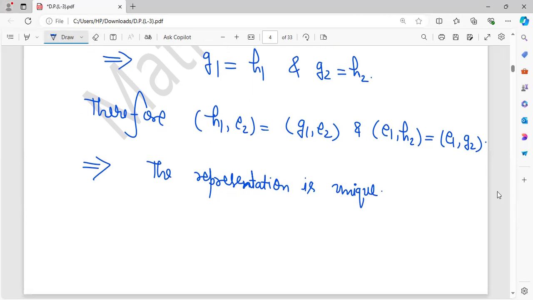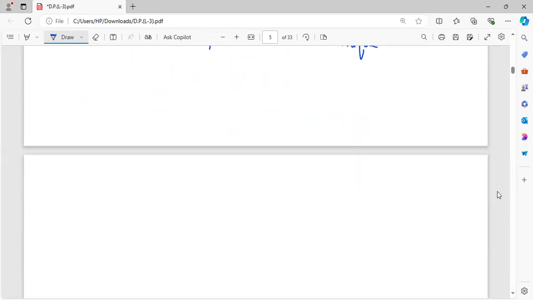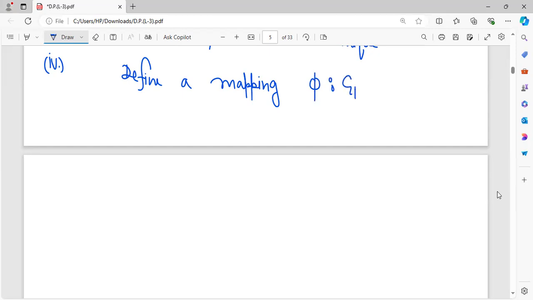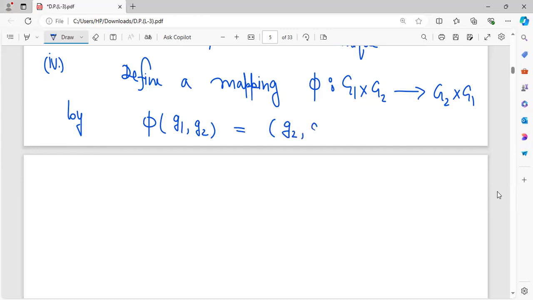Now in the fourth part, we have to show that the external product G1 × G2 is isomorphic to the external product G2 × G1. So define a mapping phi from G1 × G2 to G2 × G1 by phi(g1, g2) is equal to (g2, g1).